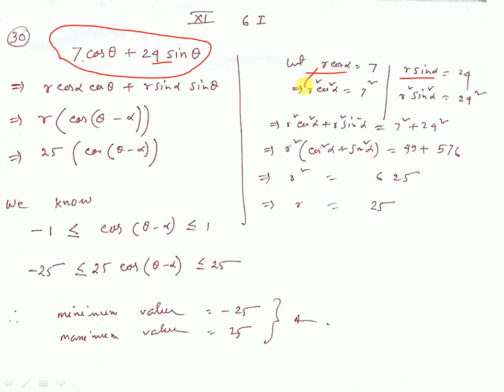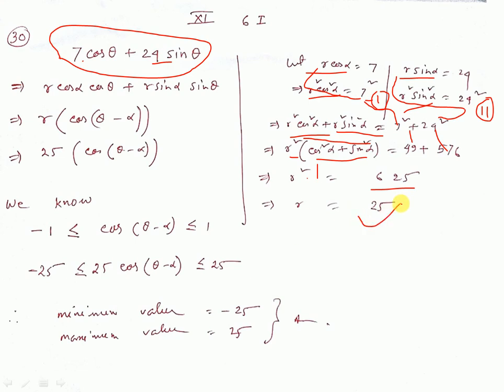Then if you square, r square cos square alpha equal to 7 square, and r square sin square alpha equal to 24 square. Let's say this is equation number 1 and this is equation number 2. If you add 1 and 2, the left side is this and the right side is this. Taking r square common, cos square alpha plus sin square alpha is left. Now cos square alpha plus sin square alpha equal to 1. So r square equal to 625, which means r equal to 25.